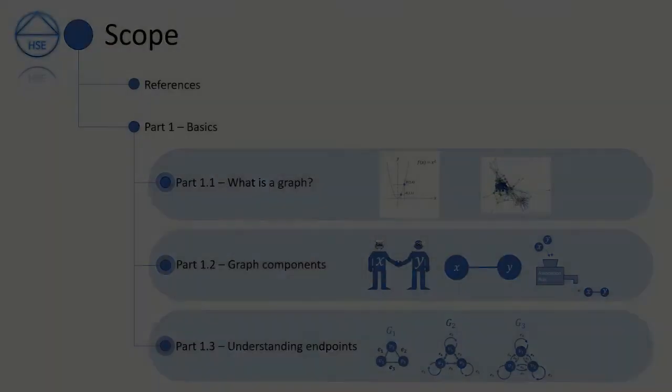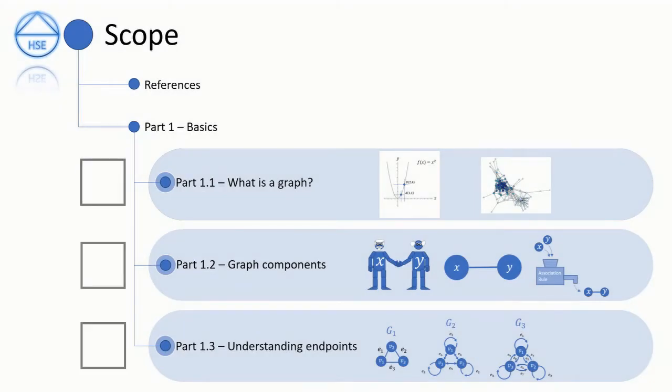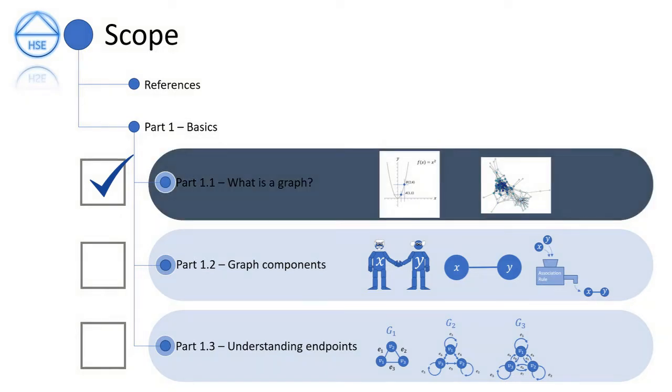In the last presentation we covered part 1.1, what a graph is and what it's not. In this presentation we'll cover part 1.2, graph components. There's no change to the aim of this series presented in part 1.1. The main goal is to be able to understand graph theory concepts to enable analysis of networks in general.